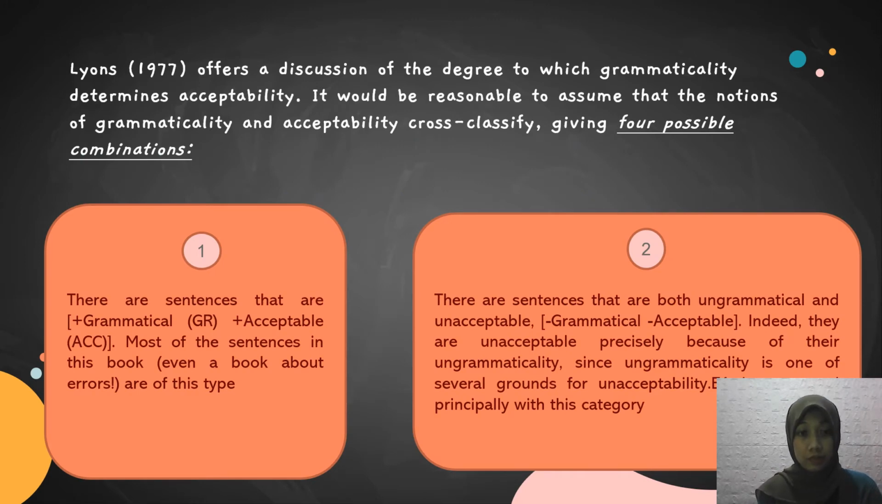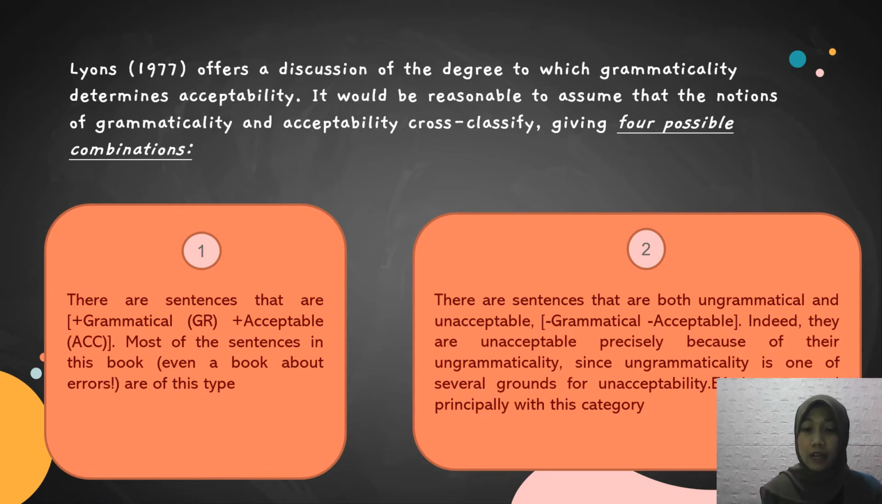Lyons in 1977 offers a discussion of the degree to which grammaticality determines acceptability. It would be reasonable to assume that the notions of grammaticality and acceptability cross-classify, giving four possible combinations. The first one. There are sentences that are grammatical and acceptable, correct. Most of the sentences in this book, even a book about errors, are of this type.